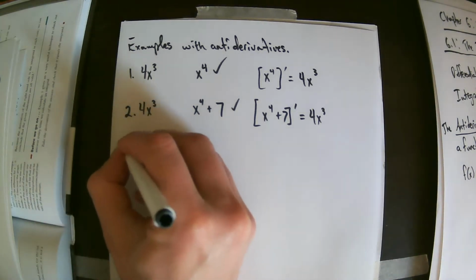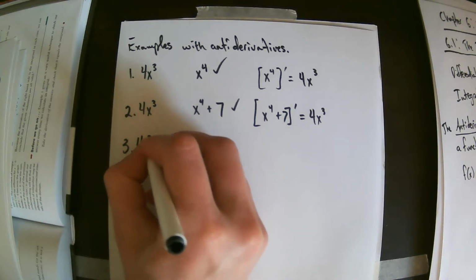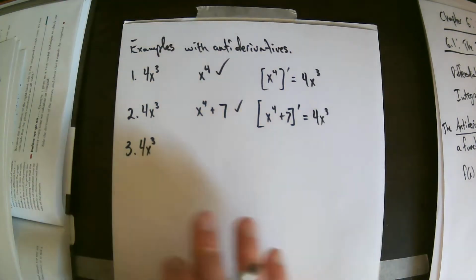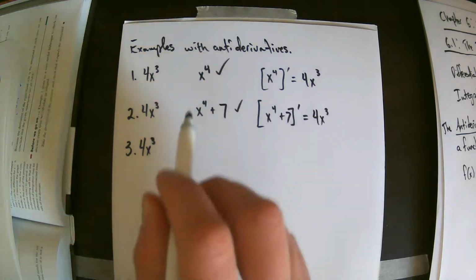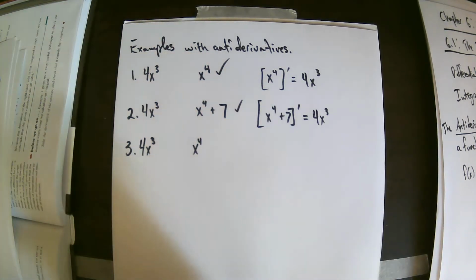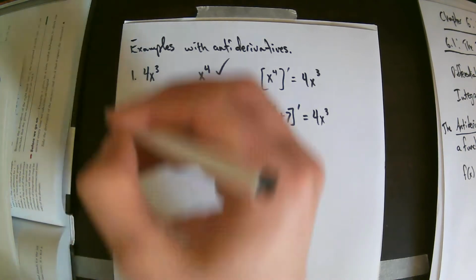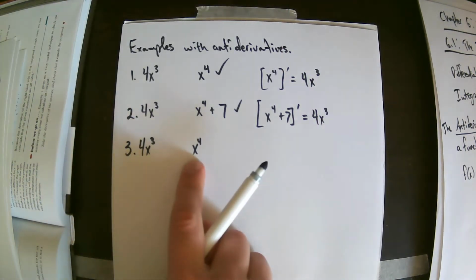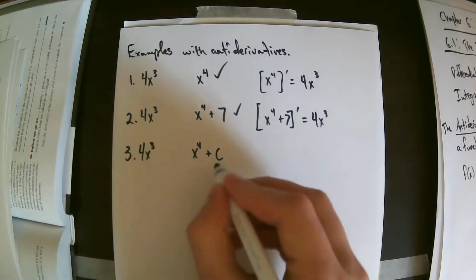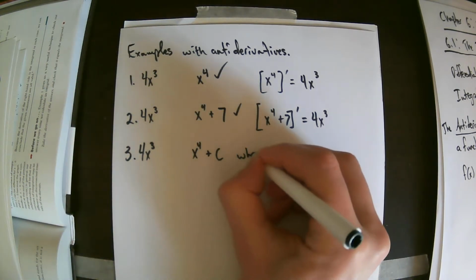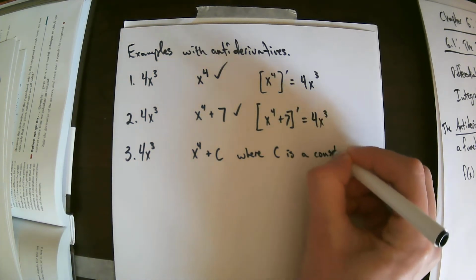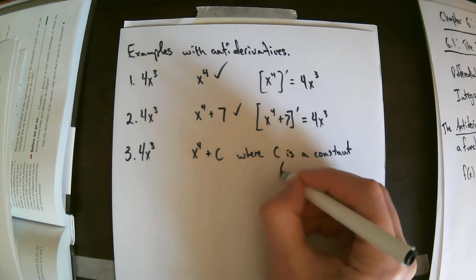In fact, for the function 4x cubed, there is a whole collection of functions that are antiderivatives of 4x cubed. The collection is defined by x to the fourth plus some constant, and we usually say c for the constant, where c is a real number. If I wanted to be specific, c is a real number.